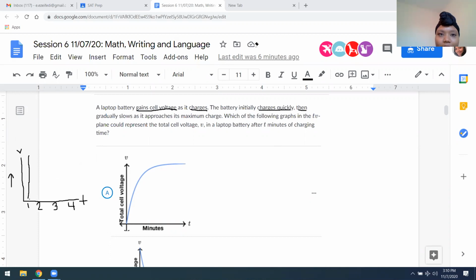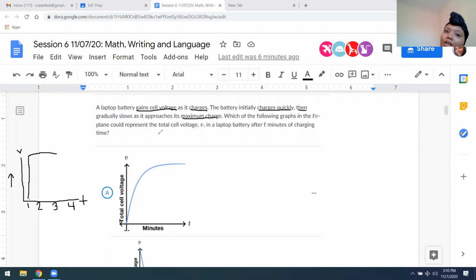If it gradually slows, that means, so we already established that it's shooting straight up at first. It's not going to stop charging, but it's going to start to not charge as quickly. And it says, as it approaches its maximum charge.